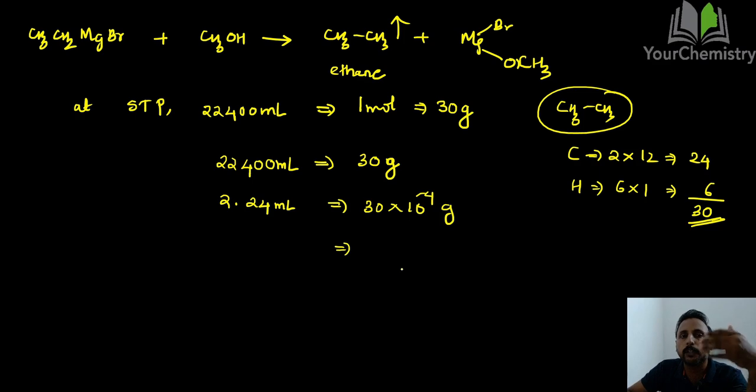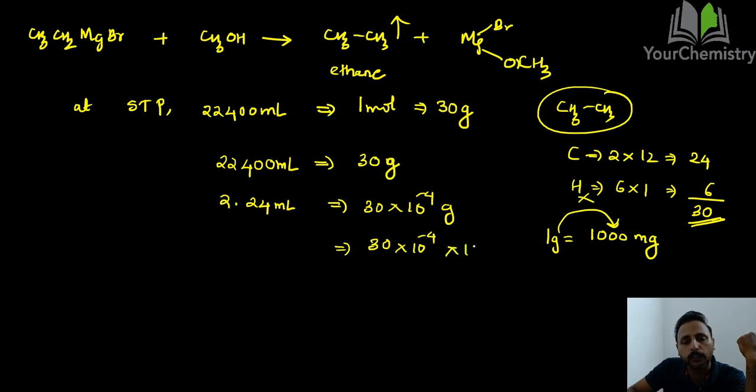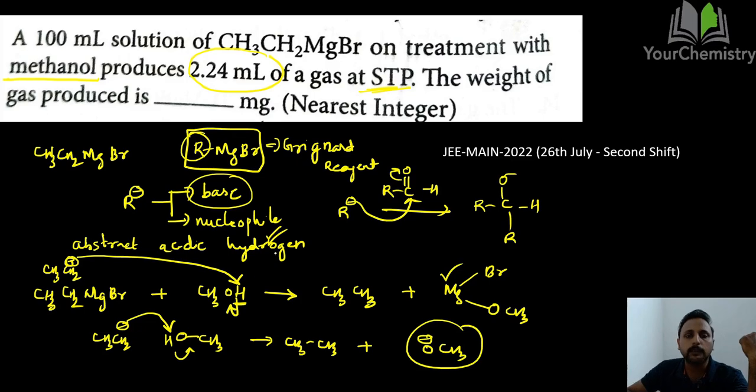So I need to convert this into milligram. You know very well that 1 gram is equal to 1000 milligram. So I need to convert grams into milligrams. So I need to multiply by 10 raised to 3. So 30 into 10 raised to minus 4 into 10 raised to 3. This will be how much? 30 into 10 raised to minus 1, or nothing but 3 milligram. So the answer for this question is what? The answer for this question is 3.